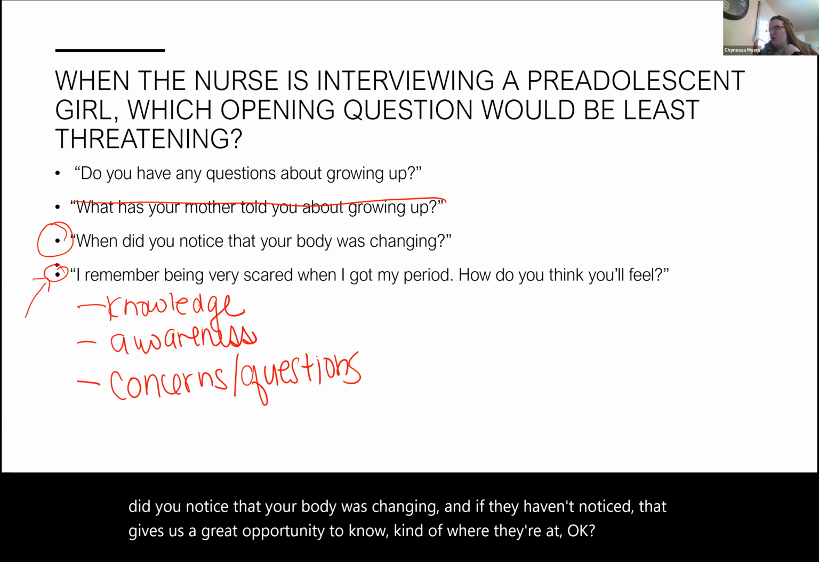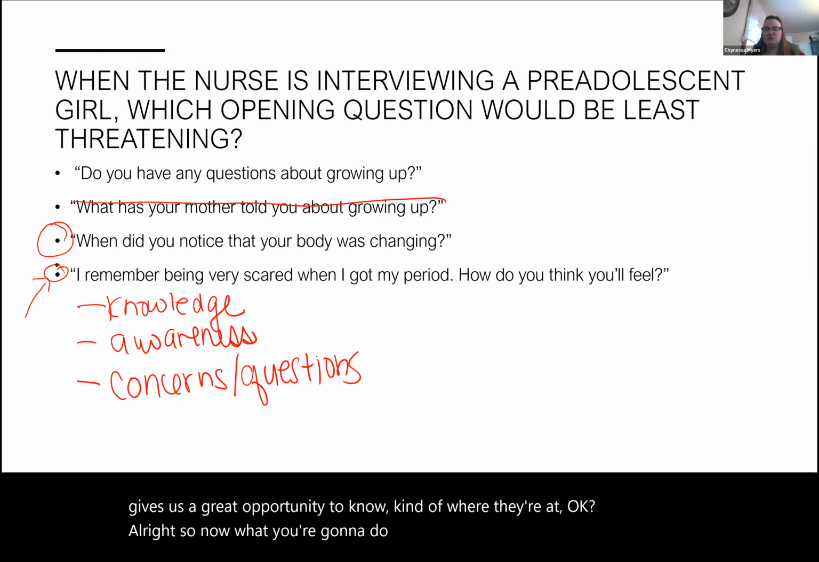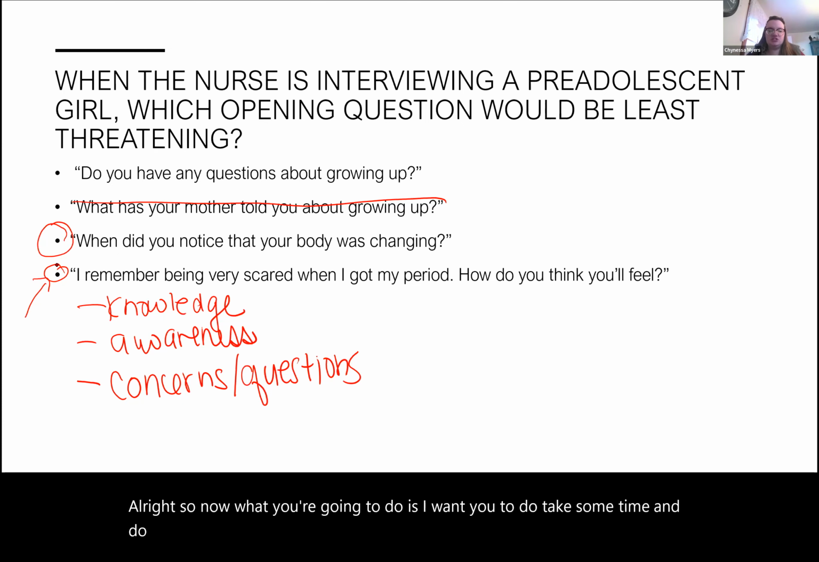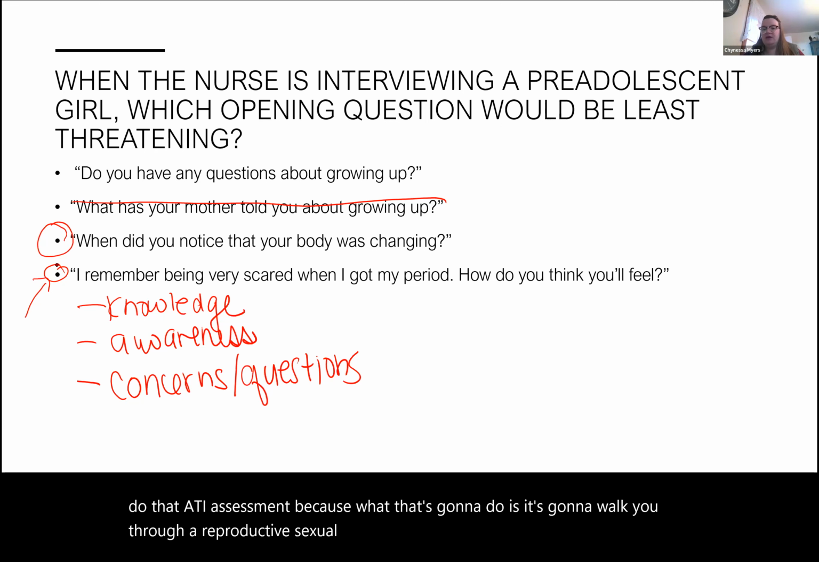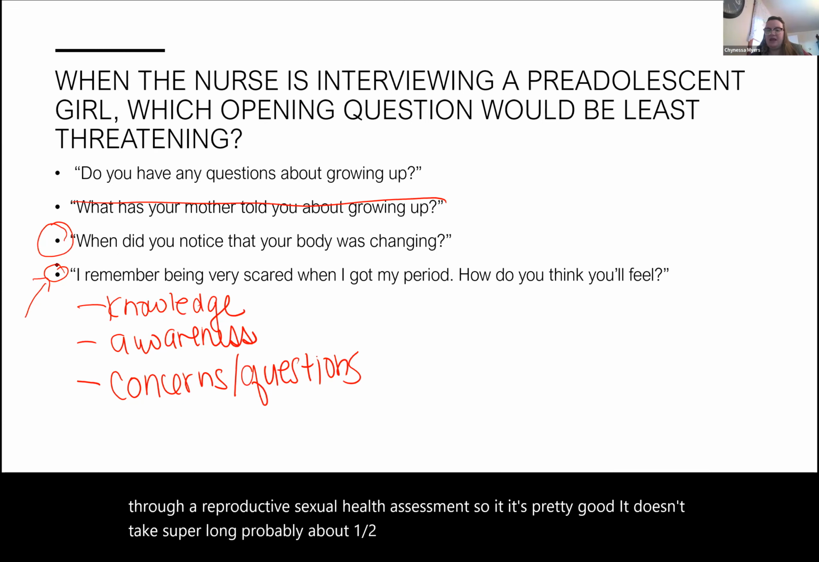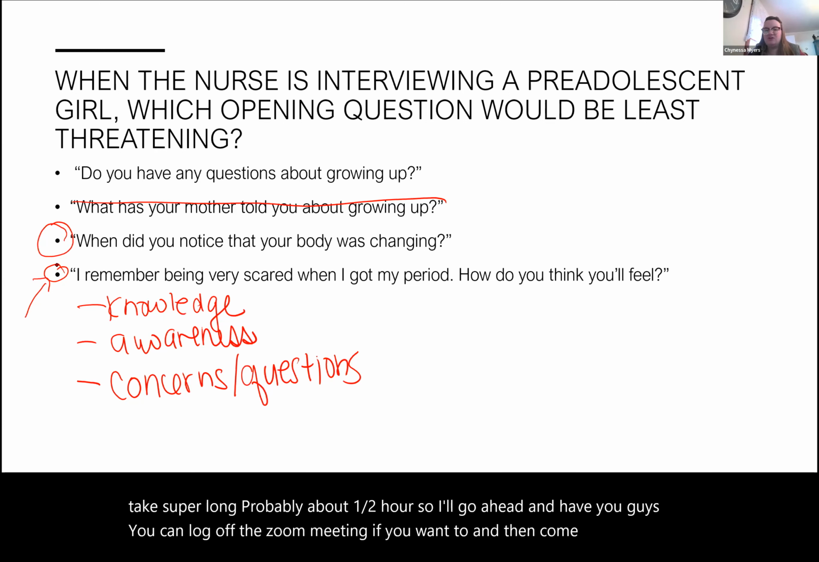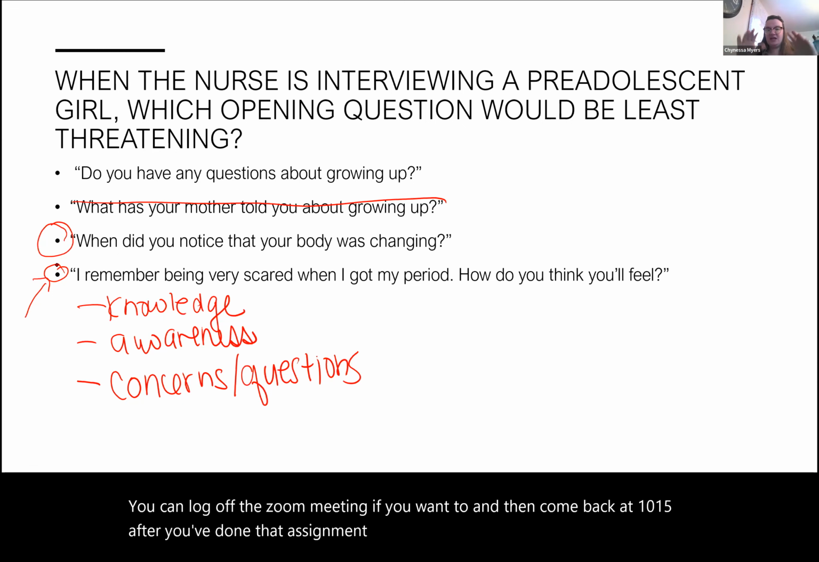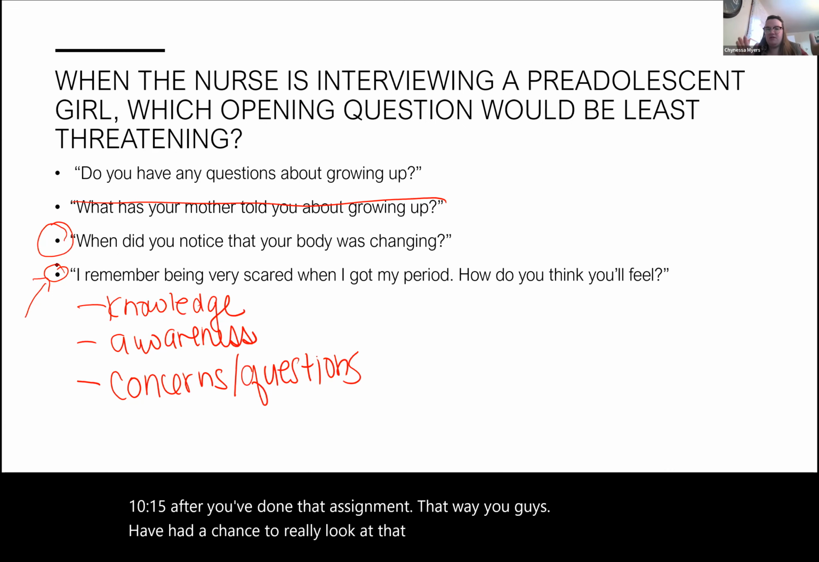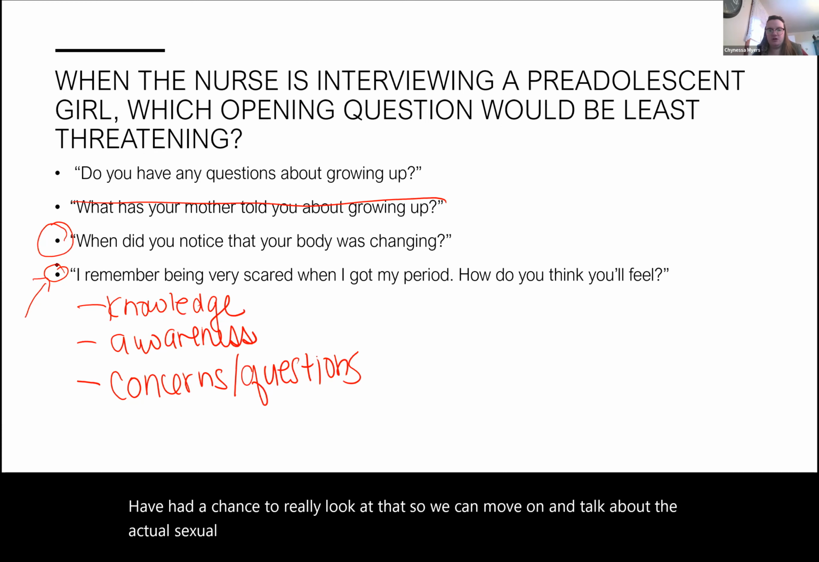All right. So now what I want you to do is take some time and do that ATI assessment, because it's going to walk you through a reproductive sexual health assessment. So it's pretty good. It doesn't take super long, probably about a half hour. So you can log off the Zoom meeting if you want to, and then come back at 10:15 after you've done that assignment. That way you've had a chance to really look at that so we can move on and talk about the actual sexual history and sexual health part. Does that work? Yes, you said 10:15? 10:15. Got it. Okay.